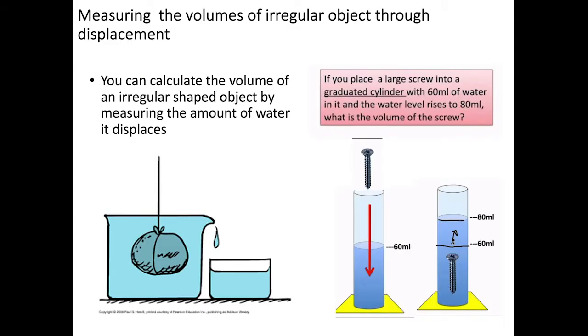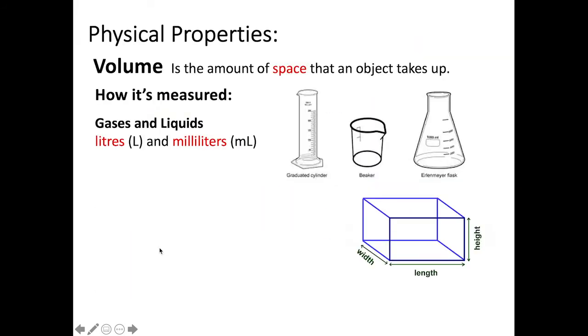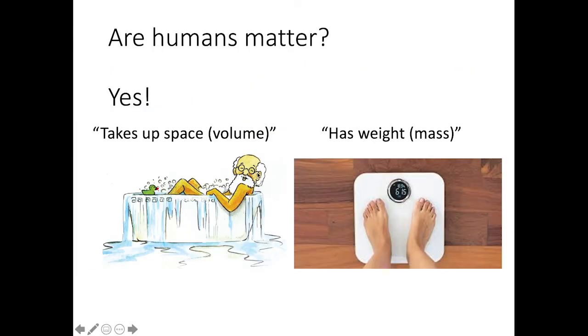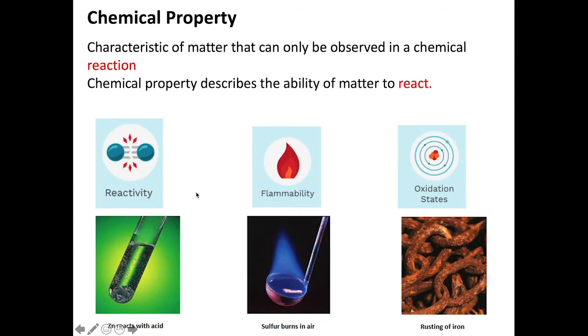Typically, objects aren't going to be very regular. So one way we can measure their volumes is through displacement. What you can do is calculate the volume of an irregular shaped object by measuring the amount of water it displaces. So if I drop this rock into this container of water, what's going to happen, similarly to this bathtub, is the space that the man takes up is going to push all of that extra water outside of the bathtub. So the space that he is using can no longer be filled with water, so he's displacing it.